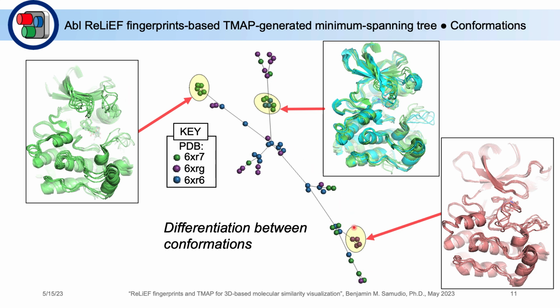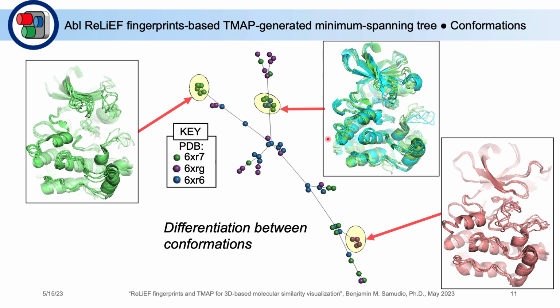Going to the opposite side of the TMAP, here's a cluster of 6XRG, again inactive, but this is again classical, has all the hallmarks of an inactive kinase. Looking at that structure, very similar. Those conformations are very similar to each other.